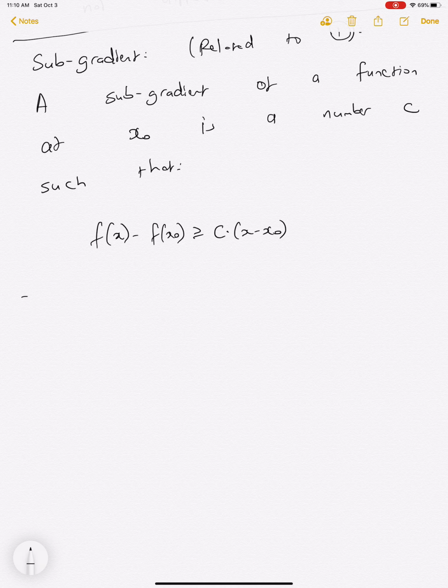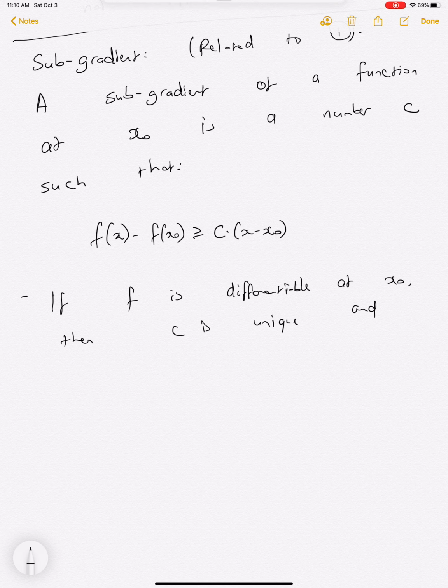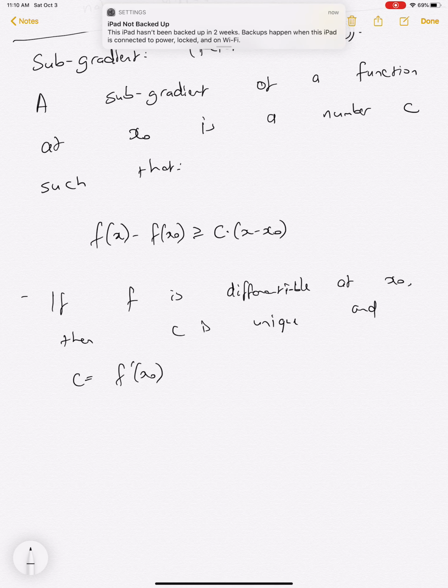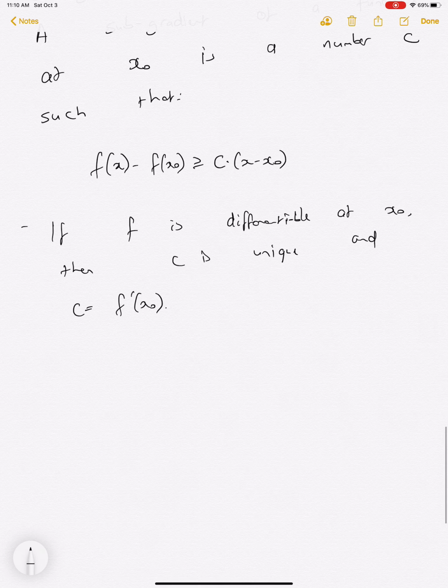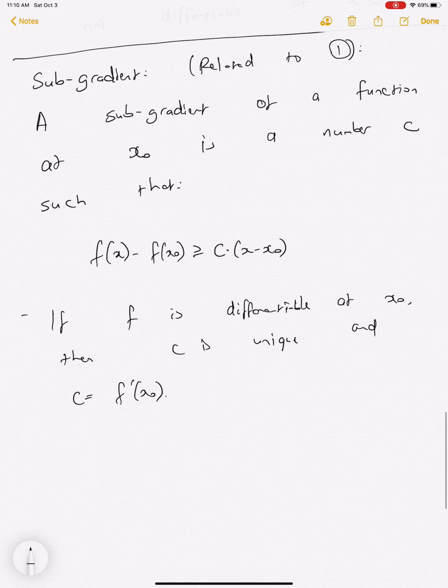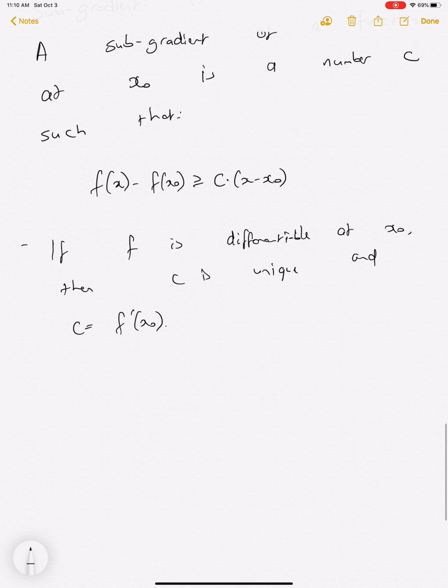And then we can say that if f is differentiable at x0, then c is unique, and c equals f prime of x0. Note that we don't assume differentiability here, and this gives us a definition of a subgradient. So this is the definition that we have here.